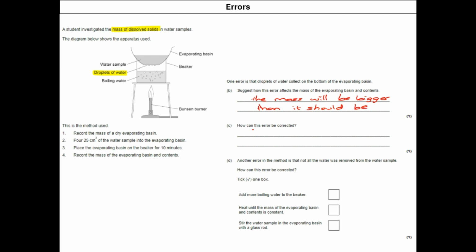Then it says, how can this error be corrected? Well, I don't want droplets of water on the bottom of the basin, so I'll need to dry them off. So dry off the bottom of the basin before weighing it.